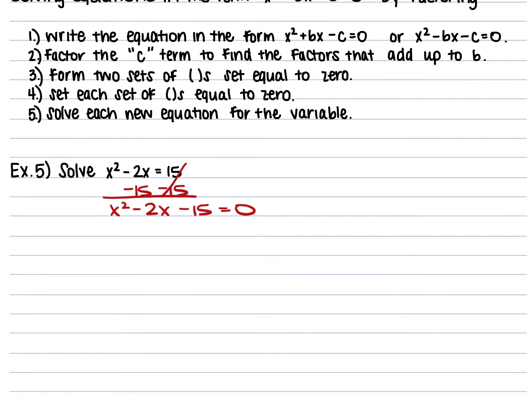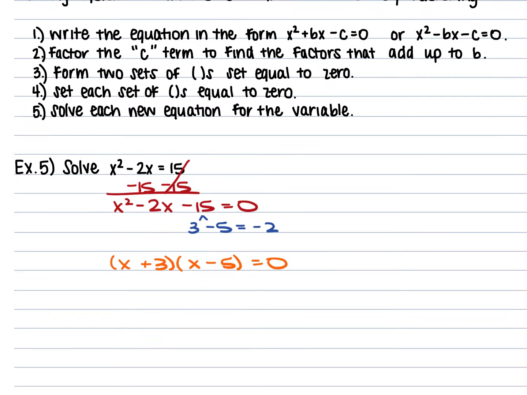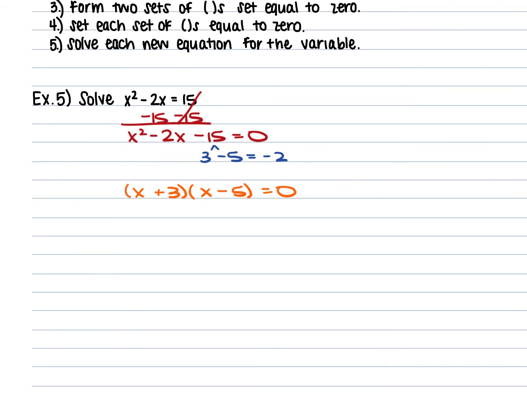From here, we want to find the factors of negative 15 that add up to be a negative 2. We have 3 and negative 5 that give us a negative 2. So this factors out to be x plus 3 times x minus 5 is equal to 0. From here, we want to set each part equal to 0. So we're going to have x plus 3 is equal to 0, and x minus 5 is equal to 0.